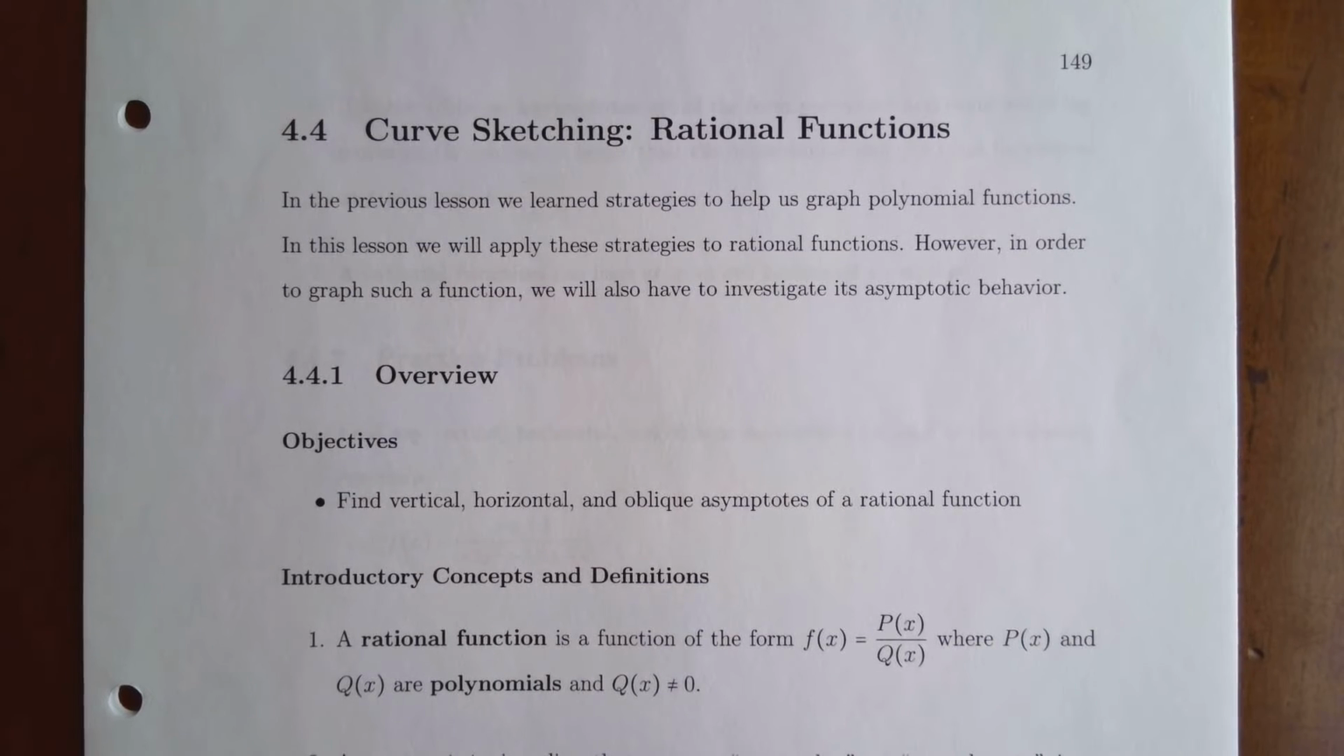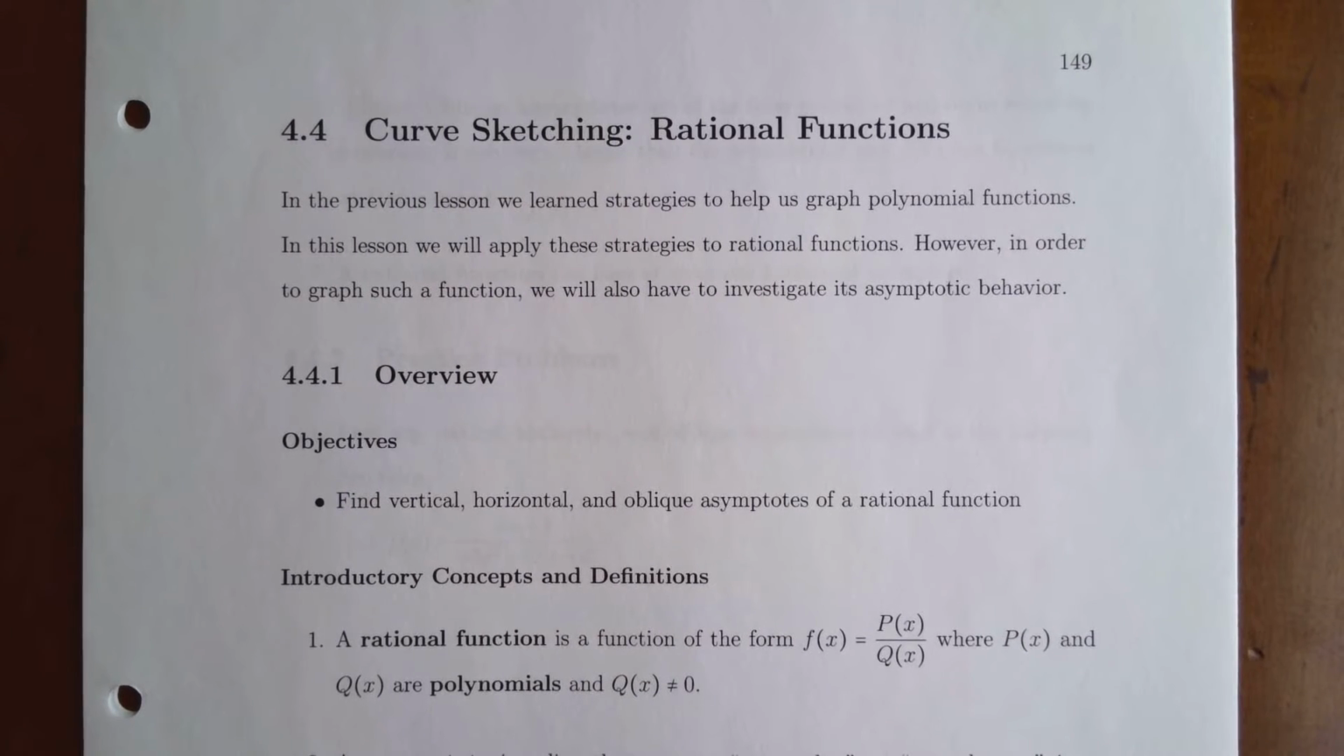Hi and welcome back. Today we're going to look at section 4.4, which is more curve sketching, but today it's on rational functions. So we're basically going to do all of the same strategies we did to graph polynomial functions, but for rational functions we also need to look at the domain, figure out what's not included, and also what are called asymptotic behaviors.